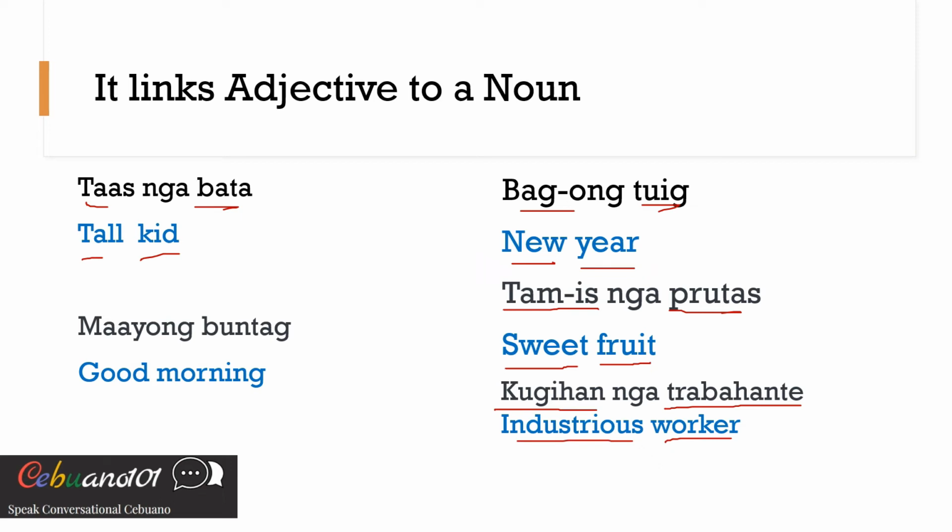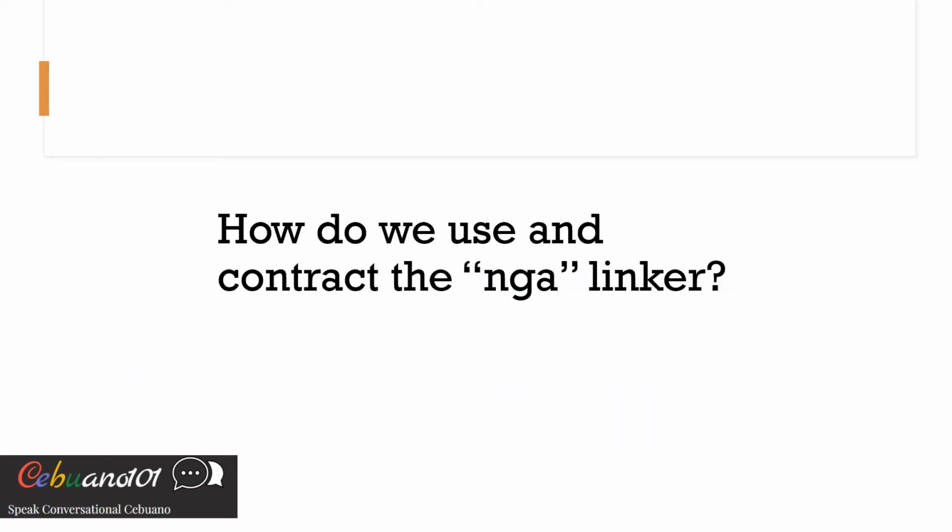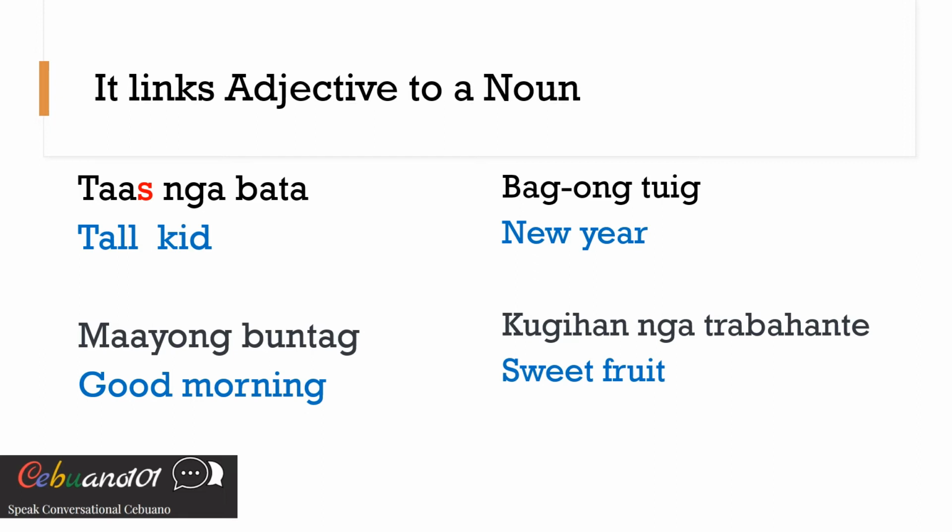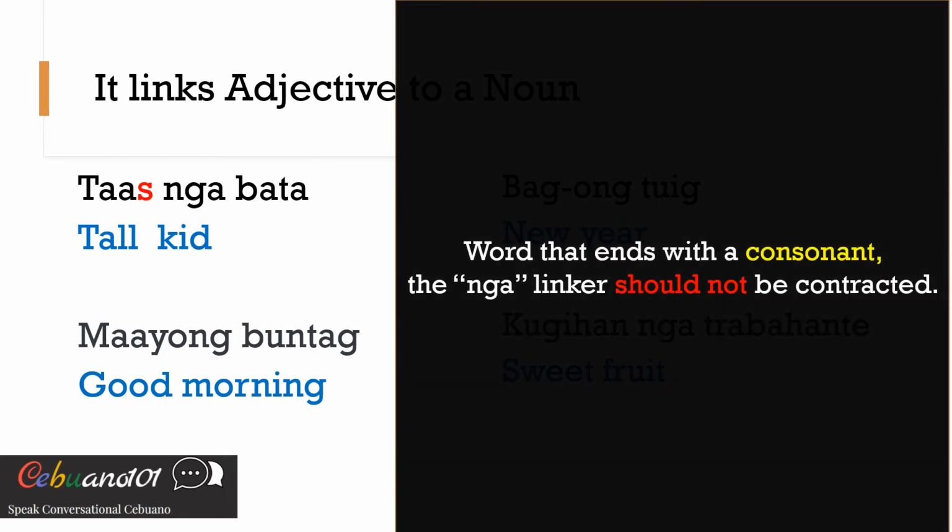Where should we put the nga linker? Okay, how do we contract the nga linker? For a word that ends with a consonant, the nga linker should not be contracted. Like in this case, for example, taas nga bata. The adjective here ends with consonant S. So the nga linker right after that should be in full word, should not be contracted.